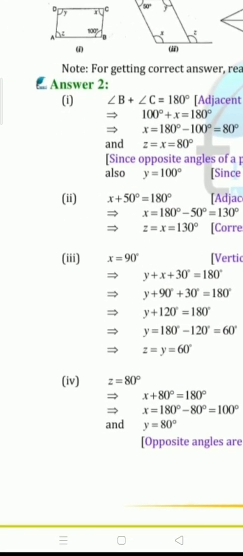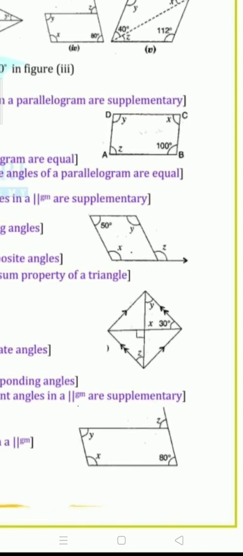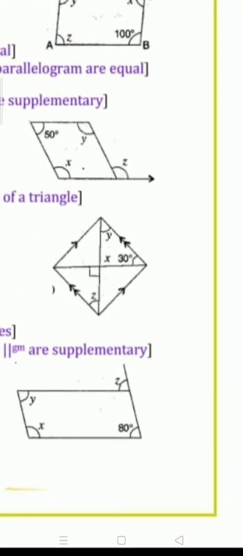Now let's go to the next sum, the third sum. The third diagram is a parallelogram with two diagonals given, and the diagonals are perpendicular bisectors, meaning they bisect each other forming 90 degrees, and one of the measures is given as 30 degrees. Now kids, as you know, they are perpendicular bisectors, so all the middle angles will be 90 degrees. So one value you directly found, x will be 90 degrees. The diagonals of a parallelogram are perpendicular bisectors, 90 degrees.